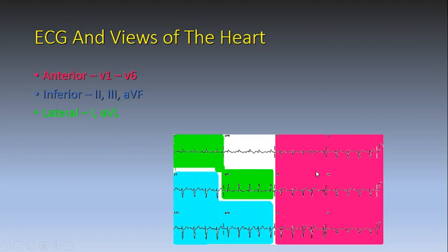Here's the depiction. V1 through V6 is anterior, 1 and AVL is lateral, and 2, 3 and AVF is inferior.